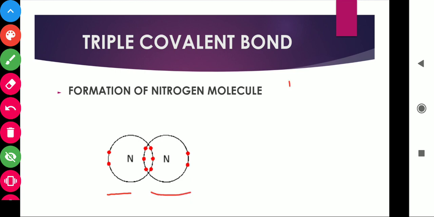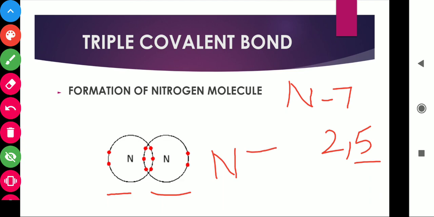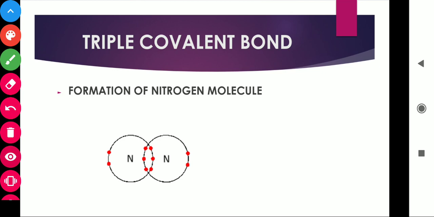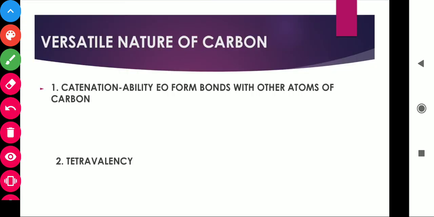Let's take another, that is triple covalent bond. Same here, sharing of 3 electrons takes place, nitrogen 7, 2, 5. Needs 3 electrons, 3 electrons get shared, and how will we write it? N triple bond N. These are the lone pair electrons, the remaining 2 electrons are there. Here a triple covalent bond is the bond which is formed by sharing of 3 electrons. Got it?